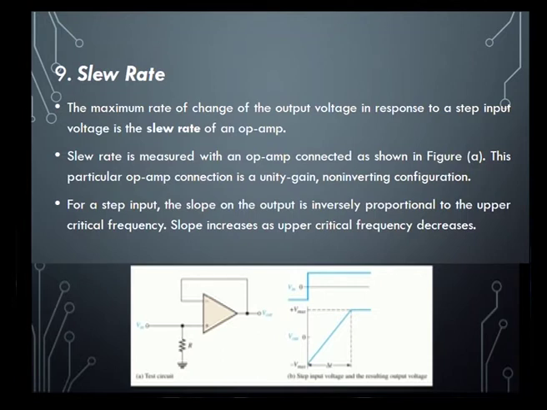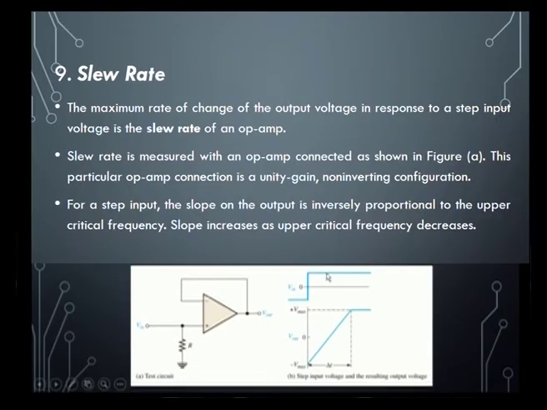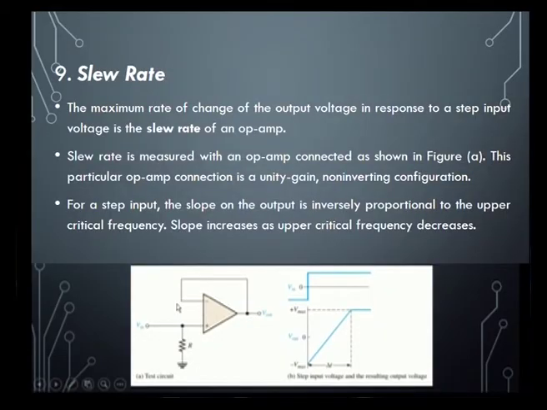Slew rate is the maximum rate of change of the output voltage in response to a step input voltage. Whatever step input we give, the output will change at a rate. That rate of change of output to the step input is called the slew rate, and it is measured with an op amp connected as shown here. This is a test circuit where we are going to calculate the slew rate.